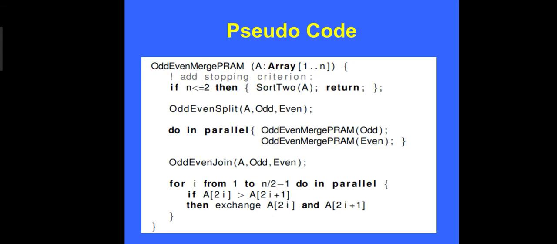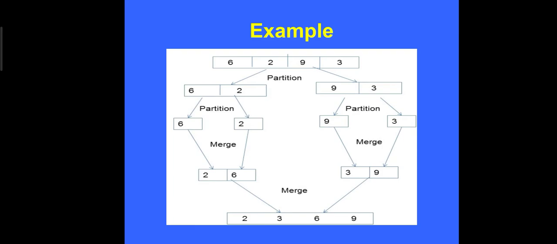While joining the elements from odd and even, if there is an element whose value is less than the element in the even list, it does an exchange operation to combine the elements from one list into another list. An example of this algorithm is given.